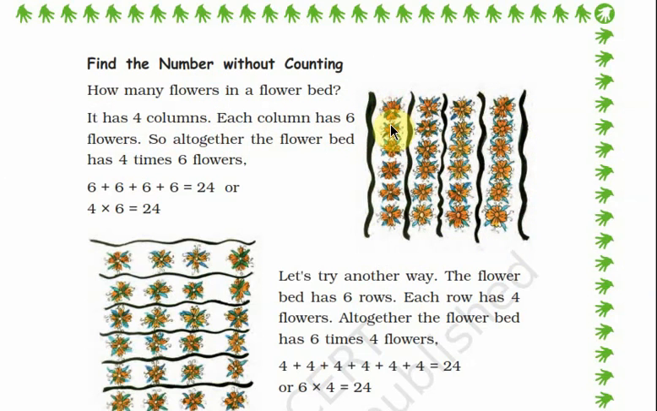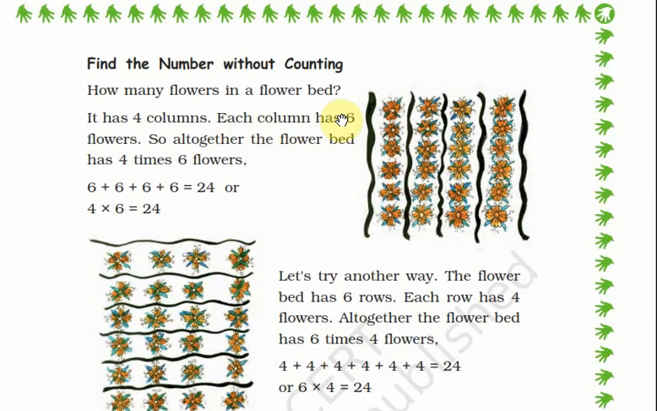On each column you can see there are 4 columns, and each column has 1, 2, 3, 4, 5, 6. In each column there are 6 flowers. So altogether the flower bed has how many flowers? 4 times 6. That means 4 columns are there. As in octopus, we learned 5 octopuses are there. Likewise, here 4 columns are there, and each has 6 flowers. In octopus, each octopus has 8 legs. Likewise, here each column has 6 flowers.